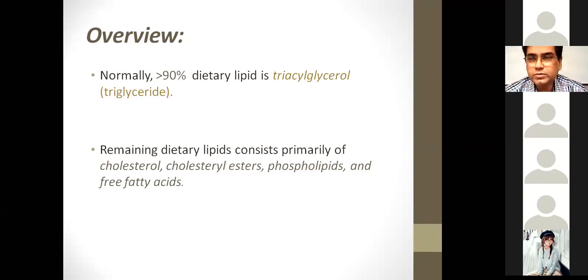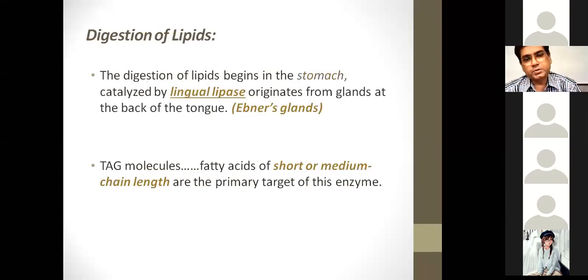What we need to do? We need to digest, absorb, and transport this triglyceride or triacylglycerol to its target sites, to the sites from where we can obtain some ATPs, some energy from these triglyceride molecules. How does it happen? Let's see. So 90% is triglyceride. The remaining 8 to 10% are cholesterol, cholesterol esters, phospholipids, and other free fatty acids that we take in other sources of the lipids. Now, the digestion of the lipids begins in the stomach.